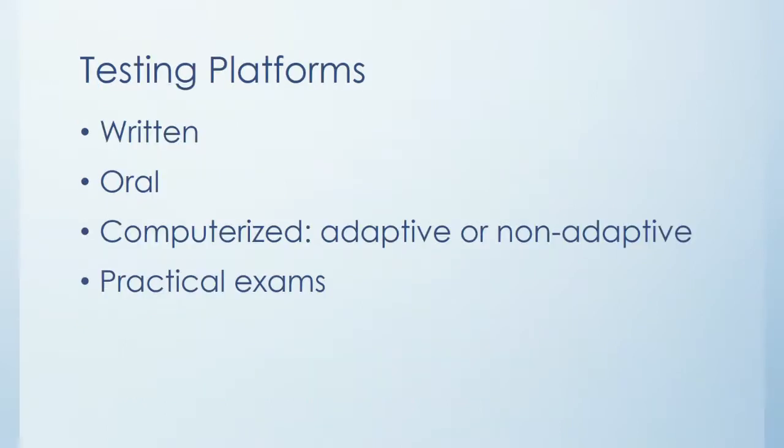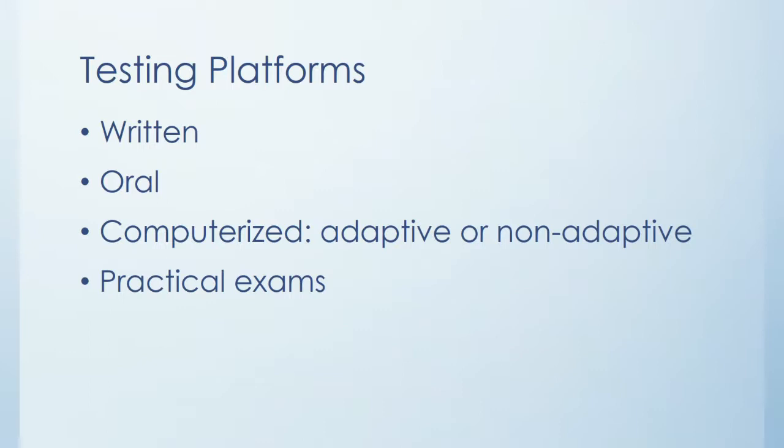So there's different types of testing platforms. The one that you're probably most familiar with is a written exam where you write everything out on paper. You also have oral exams, and that's helpful in the laboratory to question individual learners in order to develop their problem-solving abilities. You also have computerized exams, and these can be both adaptive or non-adaptive.